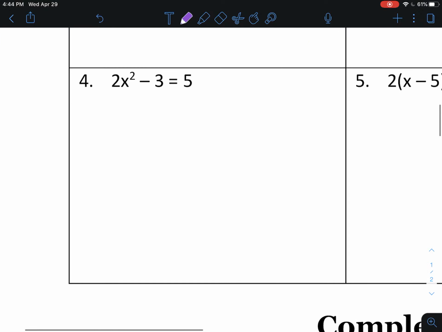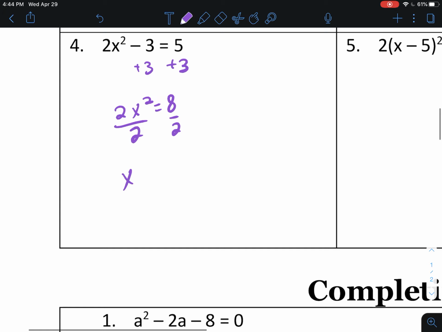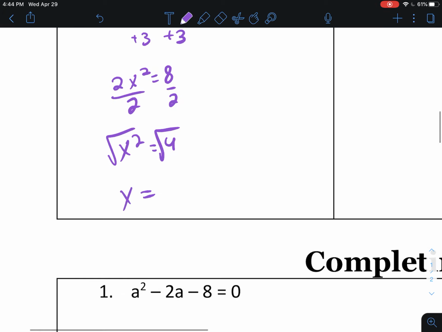All right, continuing on. So always, we need to get whatever is squared by itself. So we add the 3 first, gives us 2x squared is equal to 8. Divide by 2 from both sides, gives us x squared is equal to 4. Square root both sides, we get x is equal to plus or minus 2.